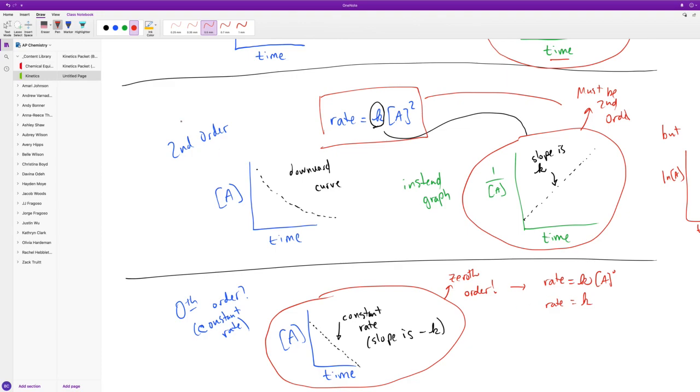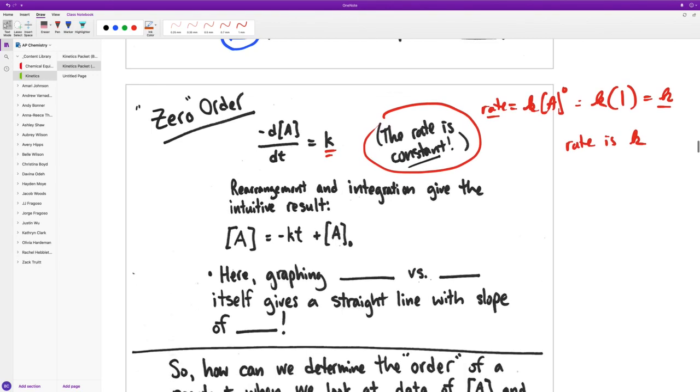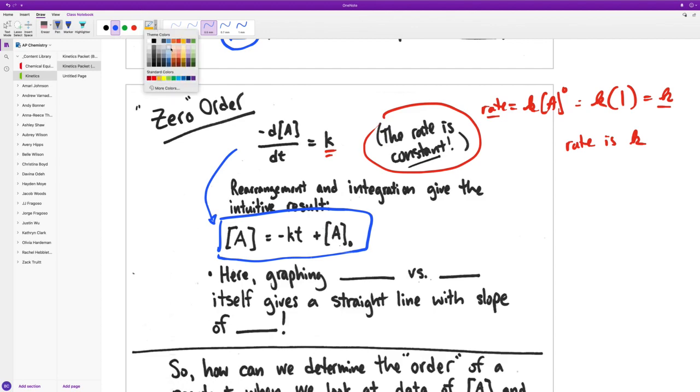So let's fill in the blanks here. It turns out you can also do integration by parts on this thing using calculus. And what do we see? We see an equation with two variables and two constants, just like before.